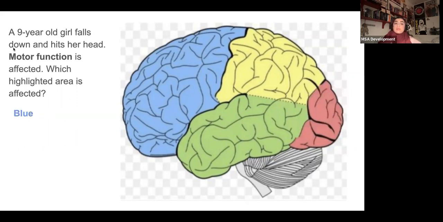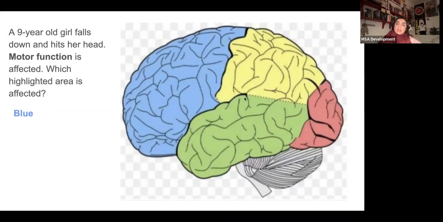Now, a 9-year-old girl falls down and hits her head, and motor function is affected. Which of the highlighted areas is affected? So we know that the primary motor cortex is in the frontal lobe, so hence our answer is going to be blue. Now, if the question was asking more about sensation, then we can go ahead and safely say yellow.